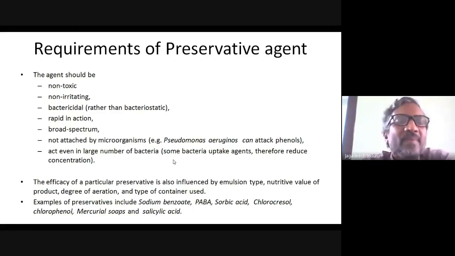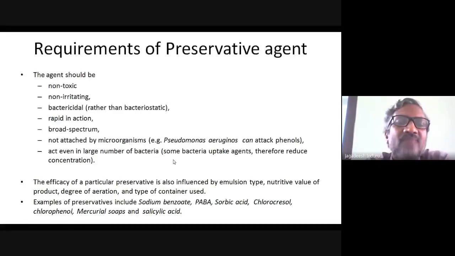It should be bactericidal rather than bacteriostatic. This is another requirement. Bactericidal means it will kill the bacteria. Bacteriostatic means it will only prevent the growth of the bacteria. It will not kill. If the bacteria is not killed and is still alive, but its growth is prevented, a time will come when it will start growing. So we need to select a preservative having a bactericidal action.